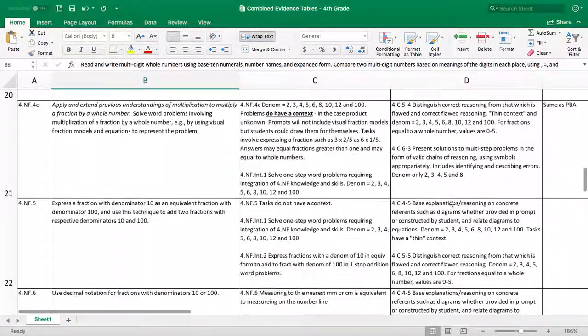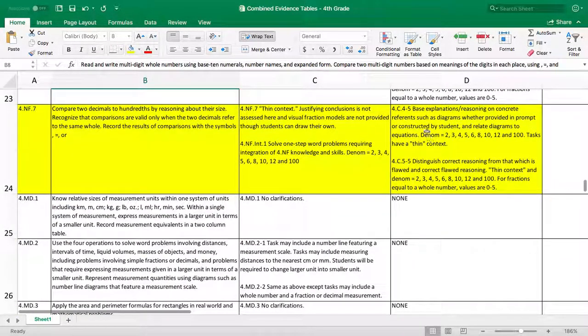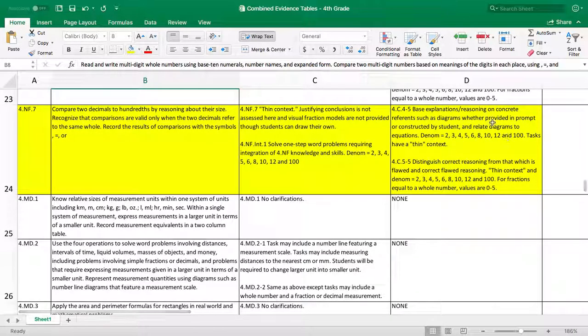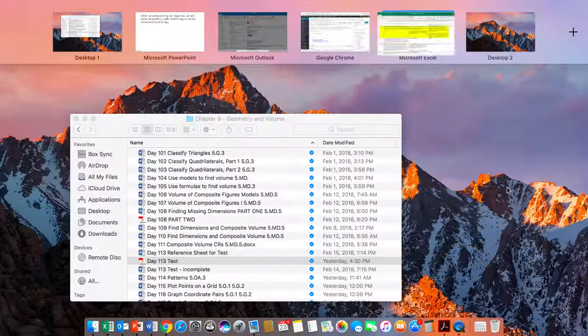For decimals, here they give us 2 evidence statements. One says, base explanations or reasoning on concrete referent, such as a diagram, whether provided in the prompt or constructed by a student, and relate diagrams to equations. So in other words, I am having to justify my reasoning, construct an argument, and I have to use the concrete referent. Or this one, distinguish correct reasoning from that which is flawed and correct the flawed reasoning. So I'm being told something is wrong, and I have to explain why it's wrong, right?